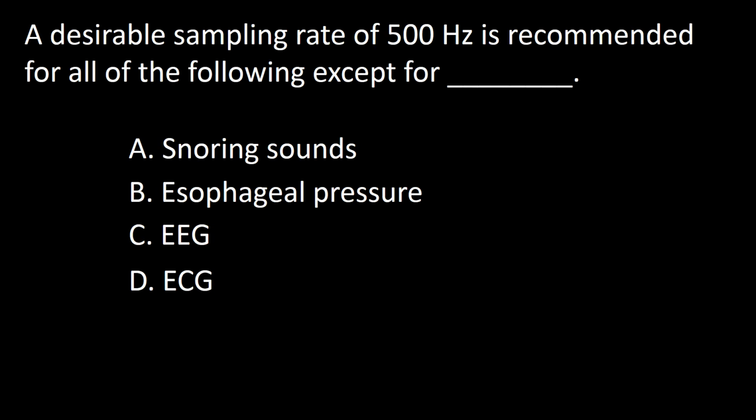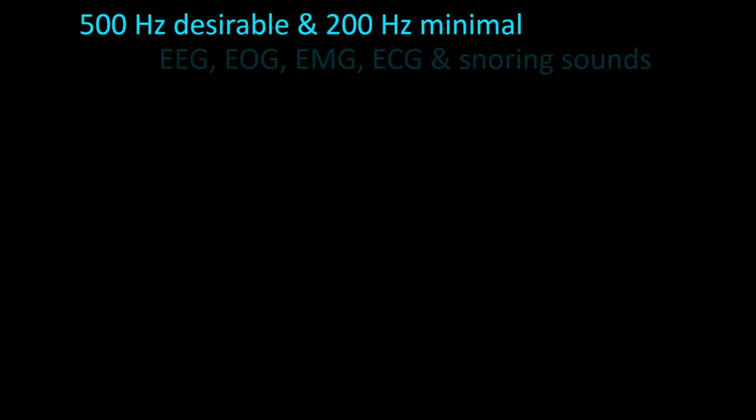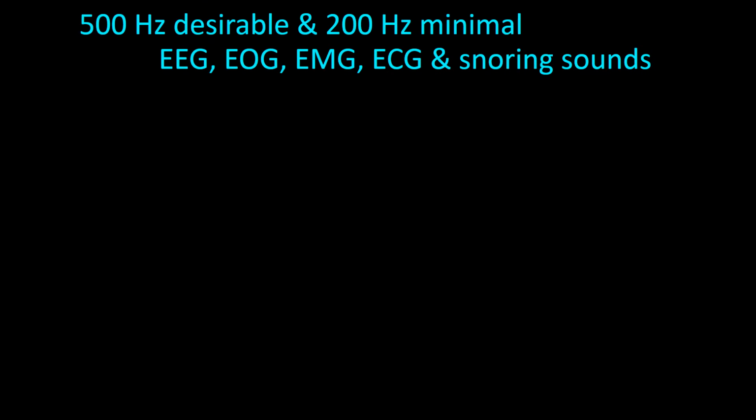Next question. A desirable sampling rate of 500 Hz is recommended for all of the following except for A, snoring sounds, B, esophageal pressure, C, EEG, D, ECG. A desirable sampling rate of 500 Hz with a minimum of 200 Hz is recommended for EEG, EOG, EMG, ECG, and snoring sounds.